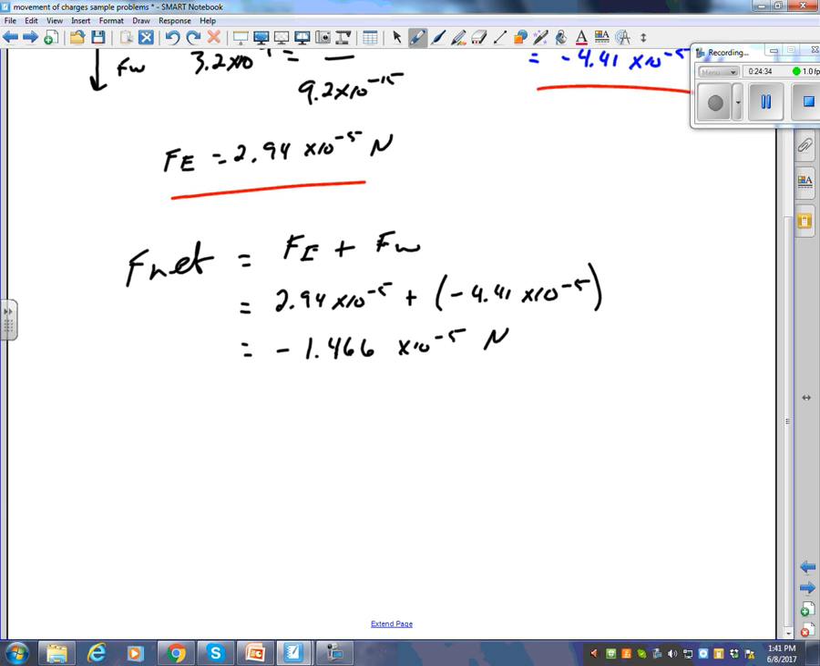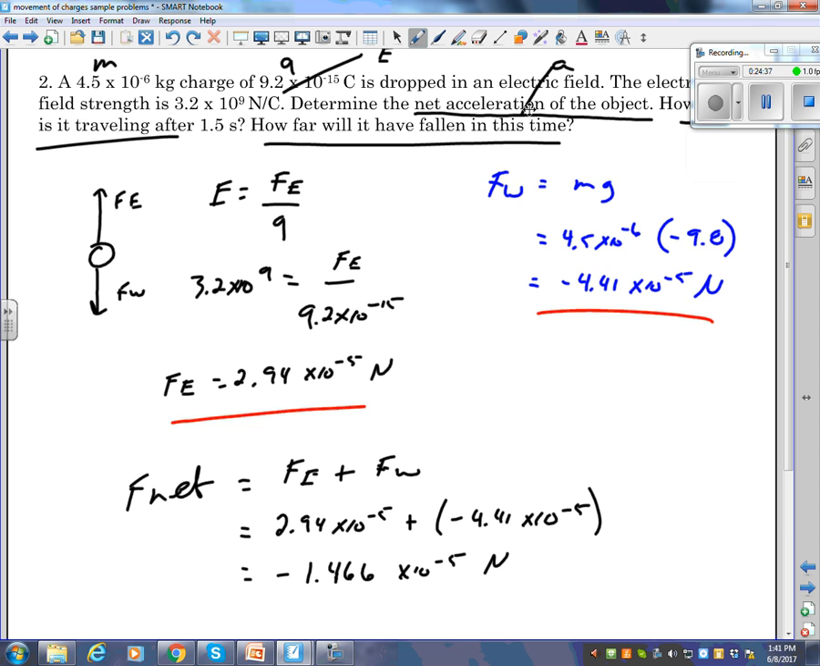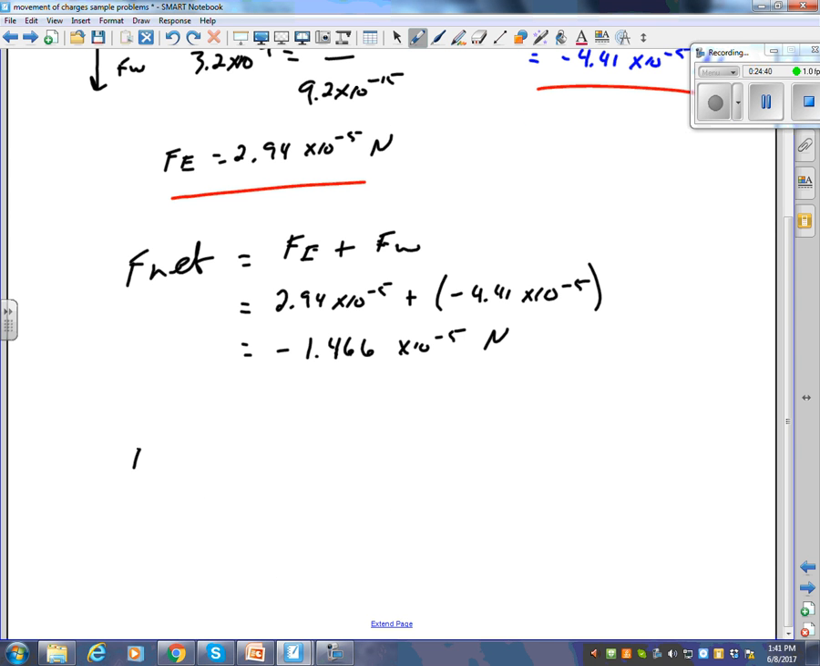But now I need to find the net acceleration. How do I find acceleration from this? F net is equal to ma, correct? Back to unit number 3 or so. Minus 1.466 times 10 to the minus 5 is equal to, the mass was 4.5. It's this number here. 4.5 times 10 to the minus 6 a.